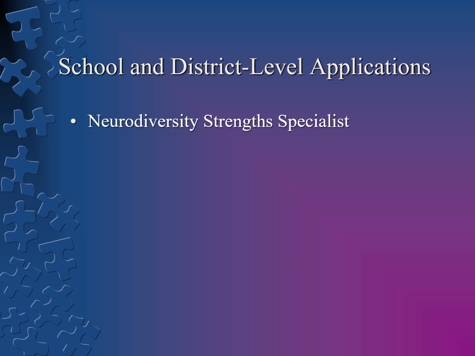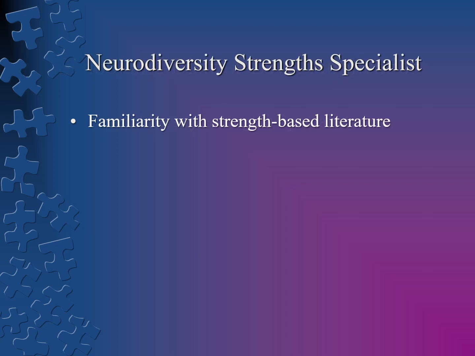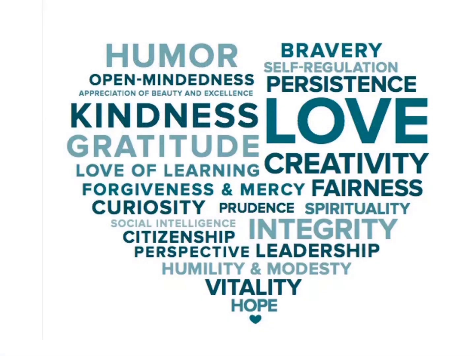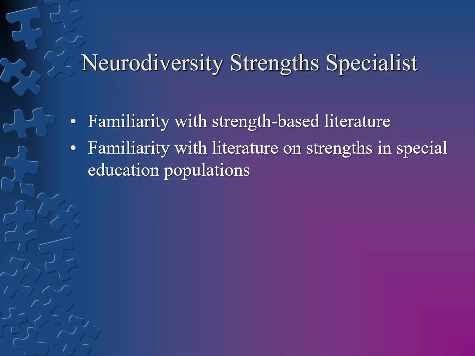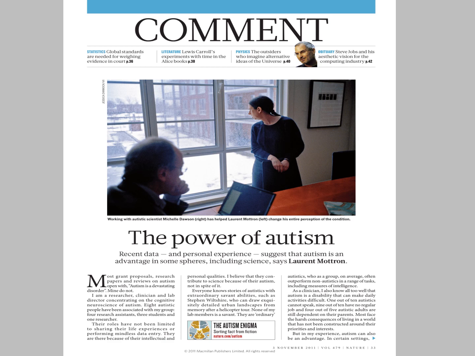Here are some of the qualifications that a neurodiversity strengths specialist should have. First, they should be familiar with the strength-based literature. That's the literature that we looked at early in the course when we looked at Maslow and Steiner and Carl Jung, and we looked at the positive psychology movement and so forth. So it's really understanding the broader literature first, and then developing a familiarity with the literature on strengths in special education populations. And this, of course, subsumes the material that we've been reading in this course, including this article by Motron, The Power of Autism.